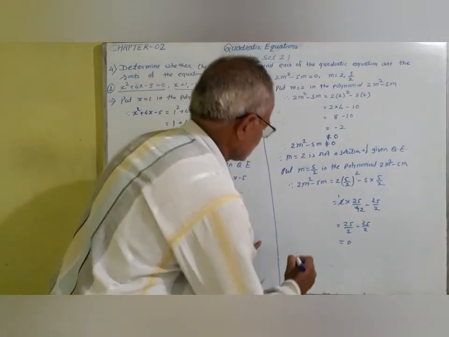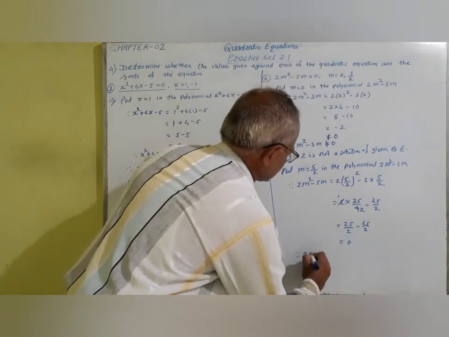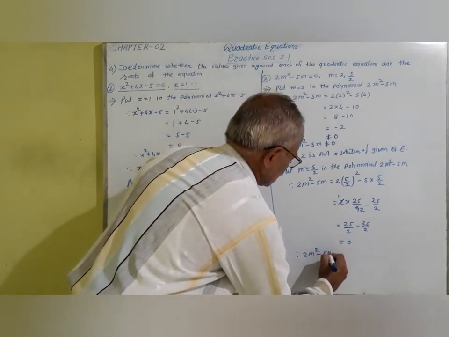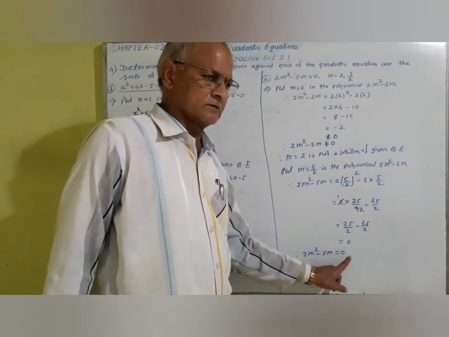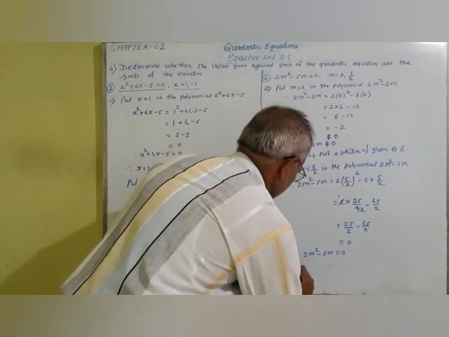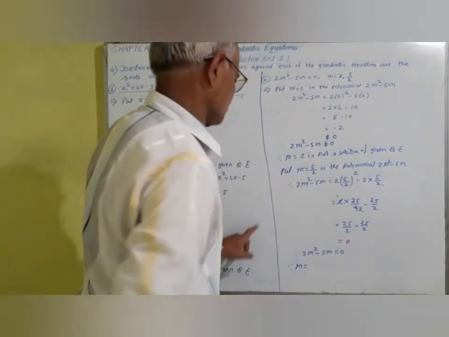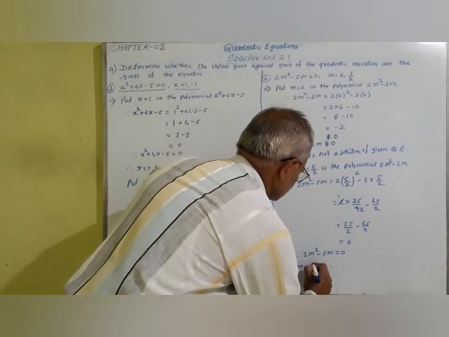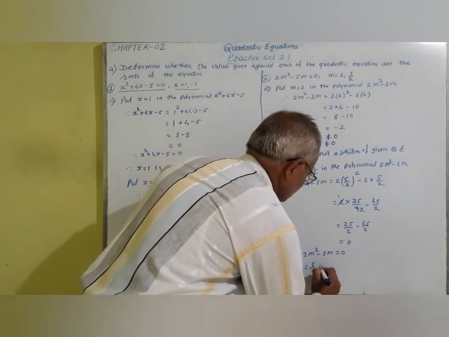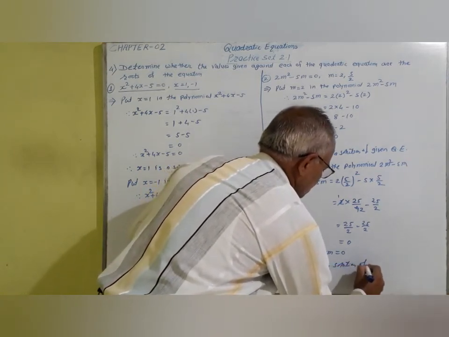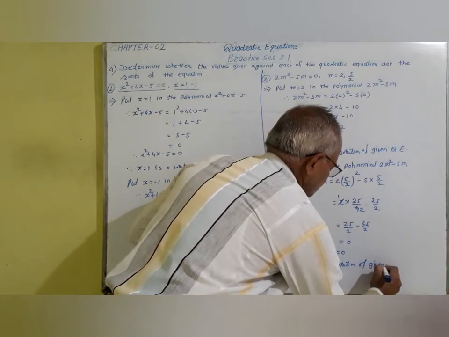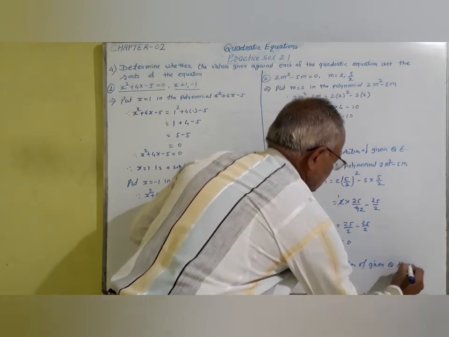Therefore, we say that 2m square minus 5m is equal to 0. Here the left hand side becomes equal to the right hand side and therefore m is equal to 5 upon 2 is a solution of the given quadratic equation.